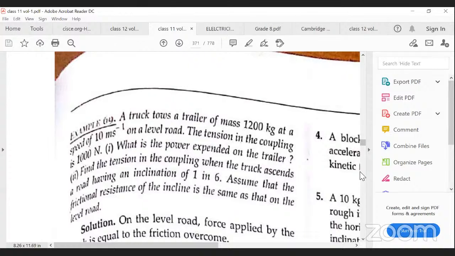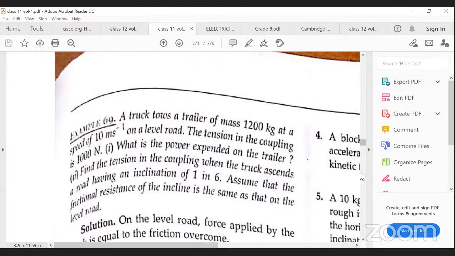So we need to find the power. We need to find the tension, and we have to assume the frictional resistance on the inclination is the same as that on the level. Good. Okay, so try to draw the picture and try to find it. Let's see that.